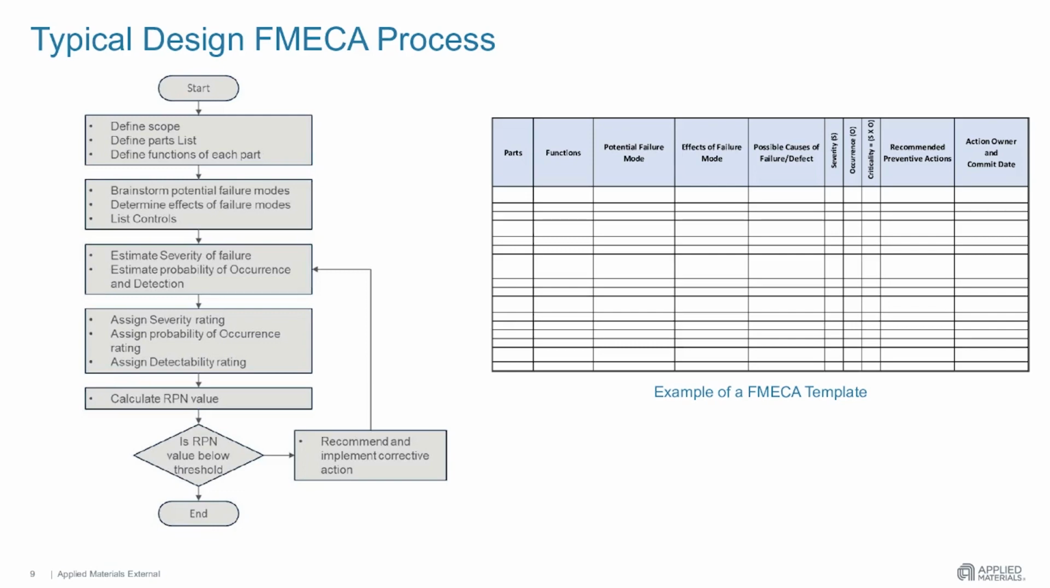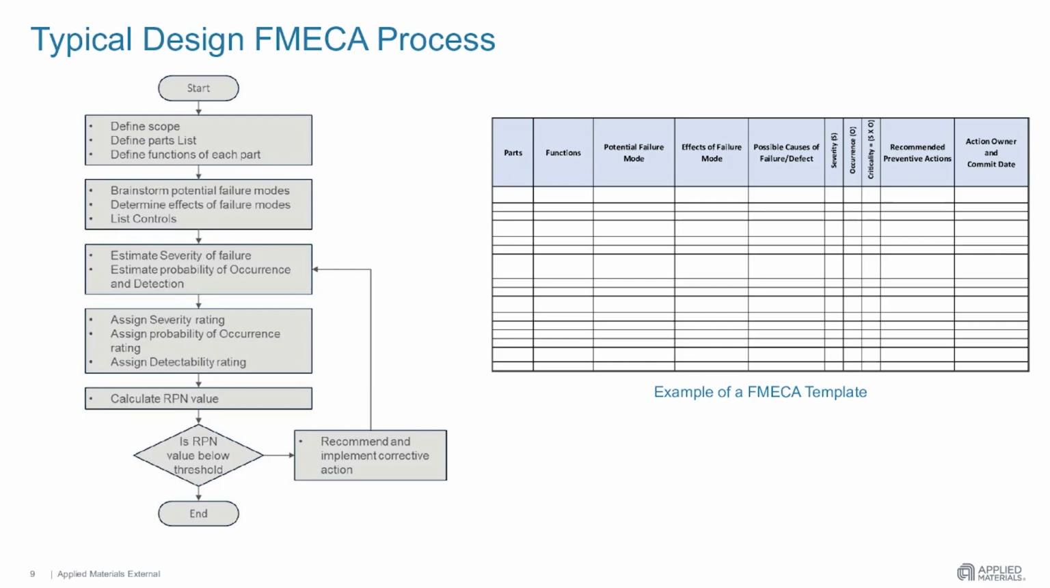Then you start giving rankings. You estimate a ranking or a rating for the severity of the failure, the occurrence or the probability of the occurrence of the failure, and then you calculate the criticality score. And then once you have a score based on the guidelines for your project or your organization, if that score is below a certain threshold, you call it good, say, okay, it's a low risk, we'll continue down the current design path, and we move on to the next line item.